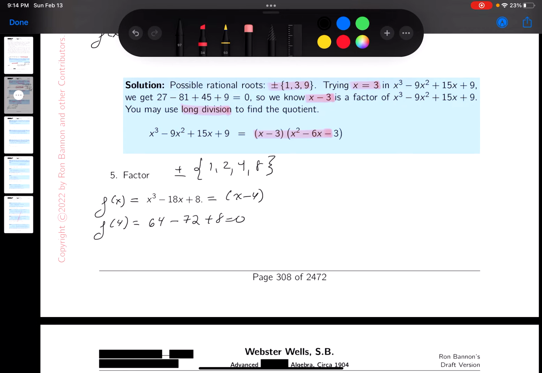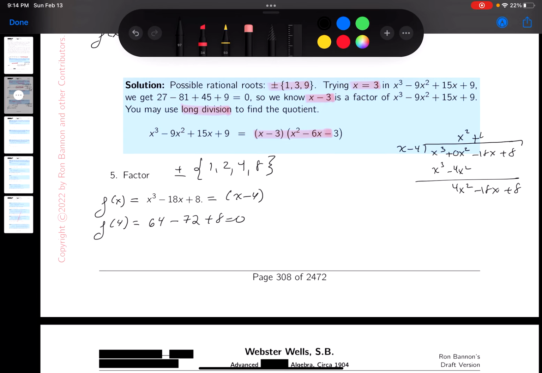And then the question is, how do you get the other factor? You divide. So it's going to be x minus 4 divided into x cubed. I'm going to put plus 0x squared minus 18x plus 8. You don't need to put the 0x squared down there, but some students do. Let's go through this. That would be x squared. Subtract. I like to drop all the places down. Repeat until you get to the edge, and you're hoping for a remainder of 0. Otherwise, there's got to be an error somewhere.